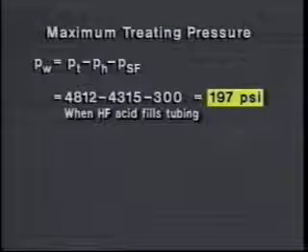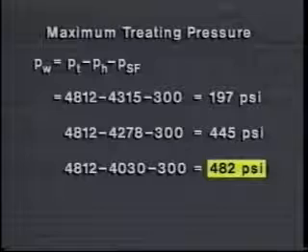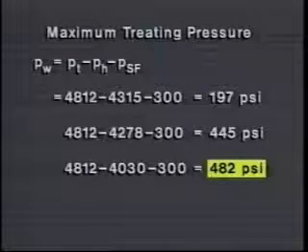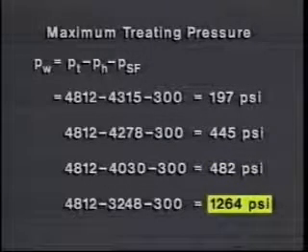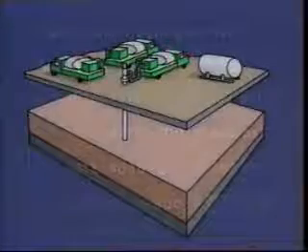This treating pressure could increase to 445 psi when the 15% HCl fills the tubing, to 482 psi when the ammonium chloride afterflush fills the tubing, and to 1,264 psi when the diesel displacement fluid fills the tubing.